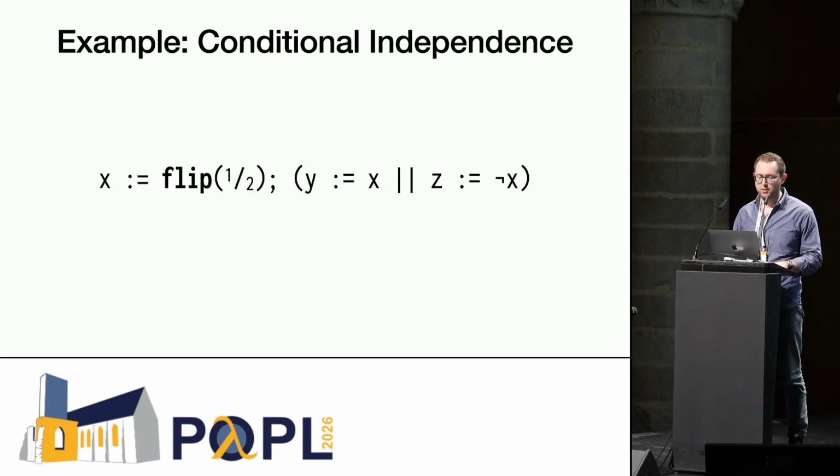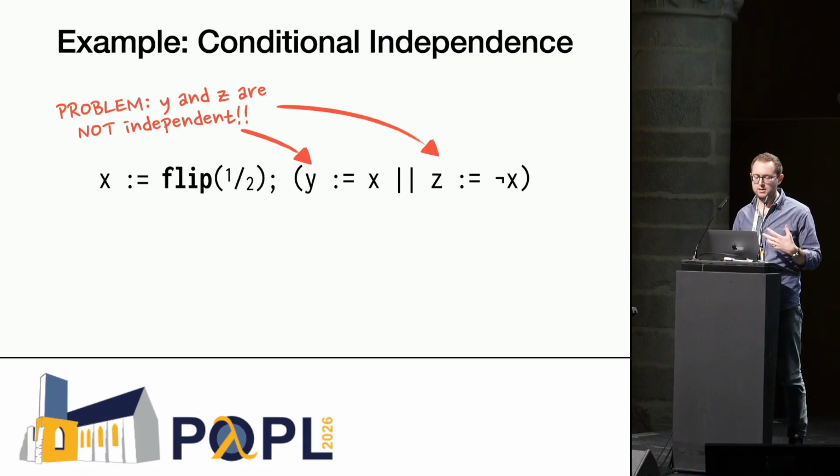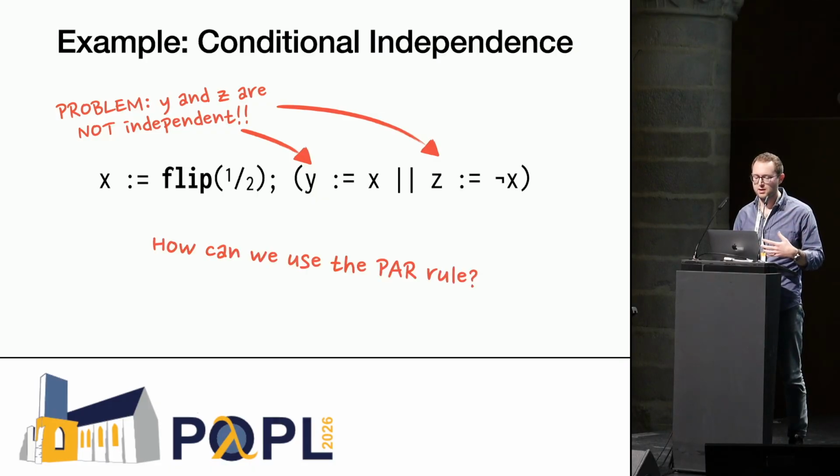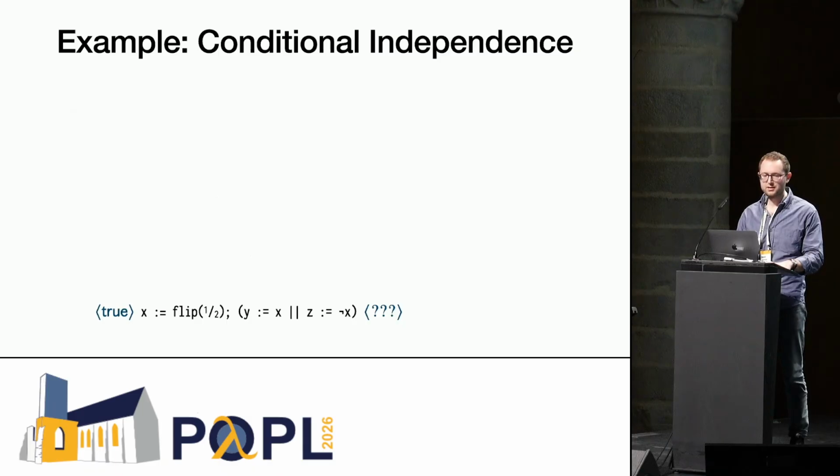Here we have a program where first we flip a coin, and then we read from that coin flip into parallel threads. The issue here is that clearly Y and Z are not going to be independent, because both of them are derived directly from a shared source of randomness. So the question is, how can we actually use the par rule to reason about this program, given that there's a clear correlation? Well, let's look at the derivation.